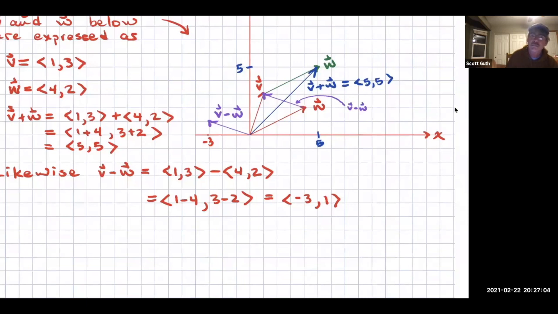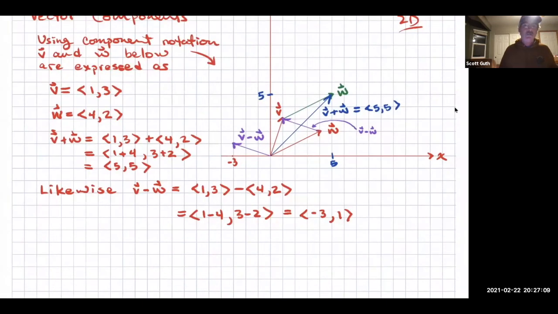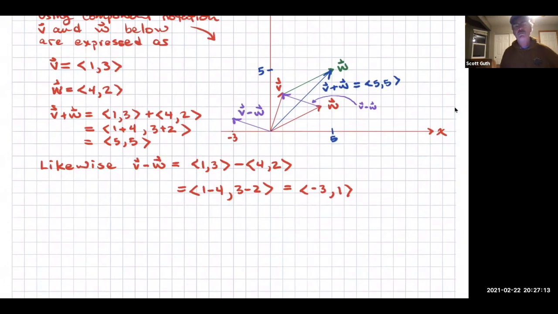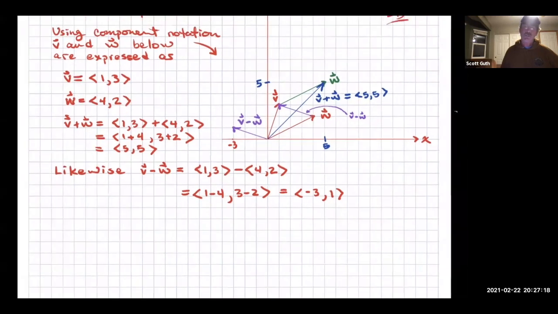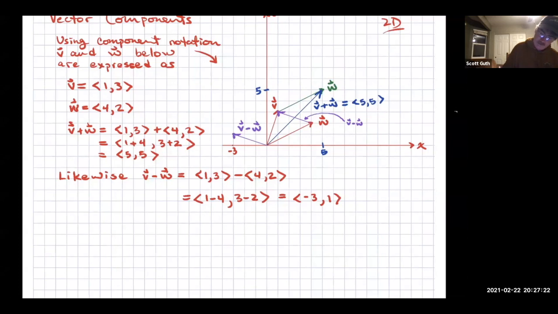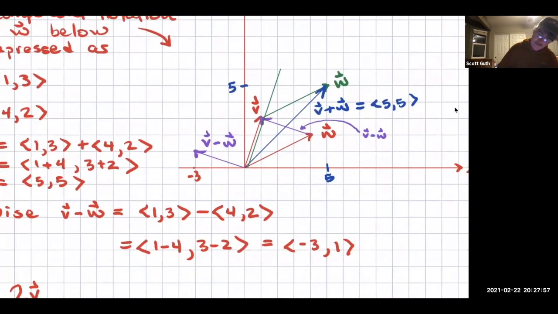Okay. Any questions about this? Maybe I'll put a 2V up here, just to wrap this up. Also, 2V, if you draw it, I'm going to offset this a little bit, it's this green thing, but I'm going to move it a little bit over to the side so it doesn't squish V. Okay, so that guy right there is going up to this point right there. So this is 2V. And you can see by the coordinates that 2V is 2, 6.